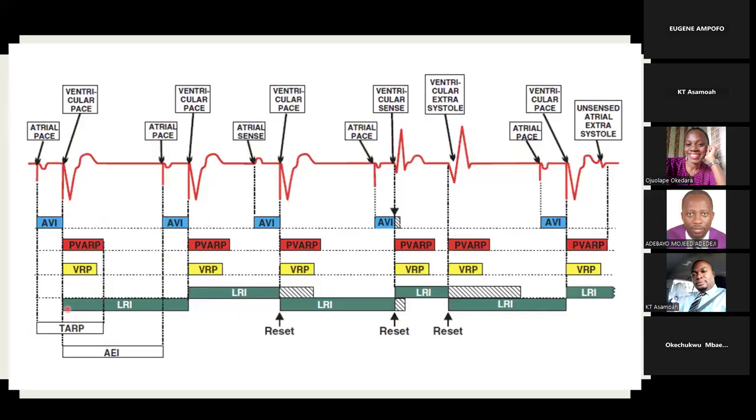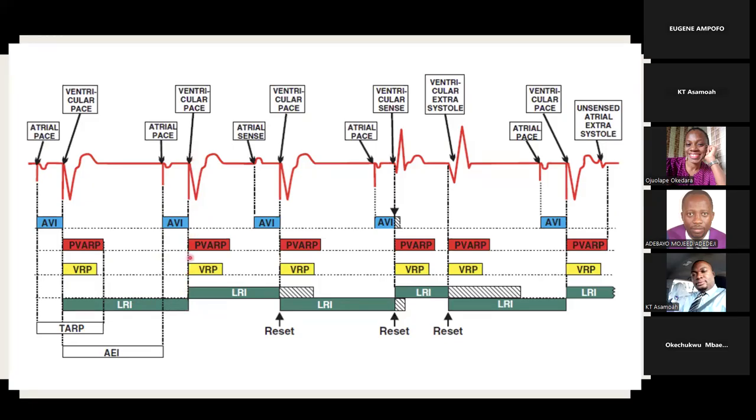So here, let's focus on the green one at the bottom, where the laser pointer is. So here you see that the ventricle has paced. Once it paces, it starts the lower rate interval. And then throughout the lower rate interval, there was no intrinsic cardiac activity.